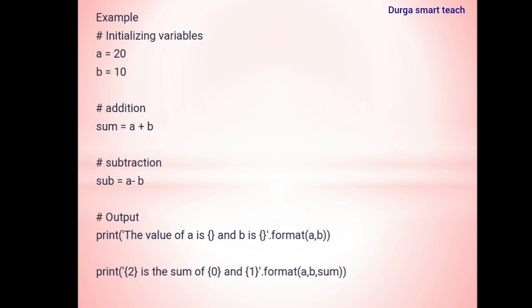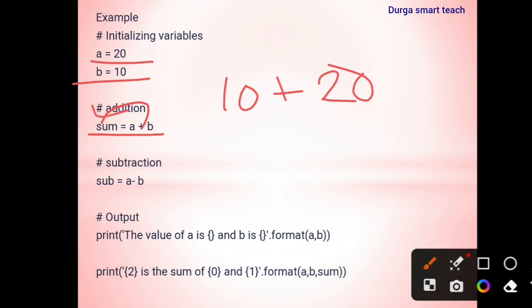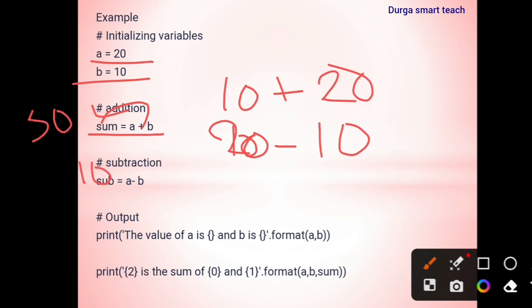Here a is equal to 20, b is equal to 10. A and b are the variables, 10 and 20 are the values. Next, sum is equal to a plus b. I am performing the addition operation. In sum I am storing a plus b, that is 20 plus 10, 30. 30 will be stored in sum. Next, sub is equal to a minus b, 20 minus 10, that is 10. 10 will be stored in sub.